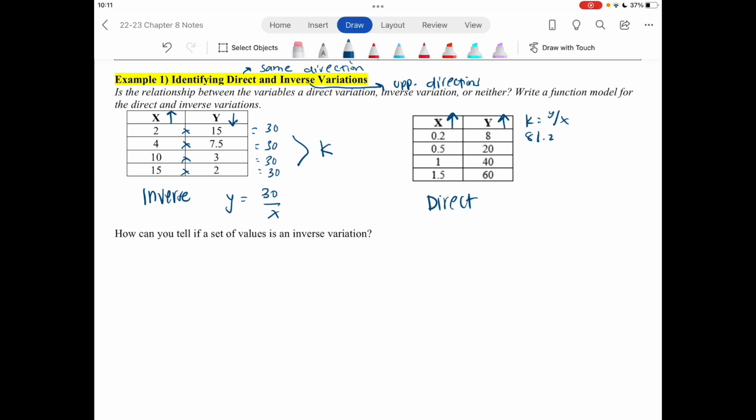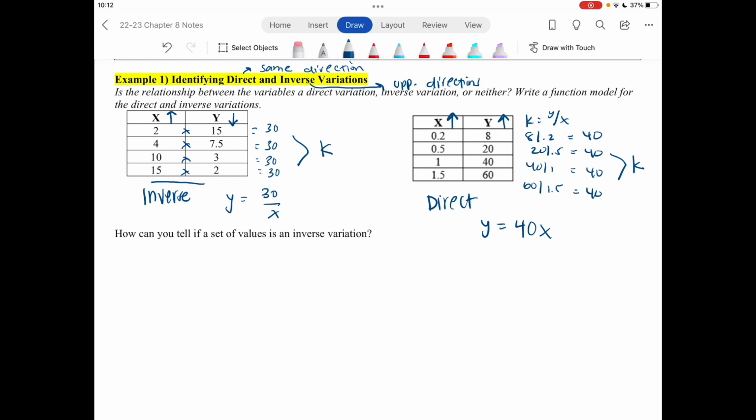So we'll have 8 divided by 0.2. That gives us 40. 20 divided by 0.5, also 40. 40 divided by 1, 40. And 60 divided by 1.5 is also 40. And again, this is telling us what that k value is. Now that we know k, we can plug it back into the equation for a direct variation, which is y is equal to k, which in this case is 40, times x.